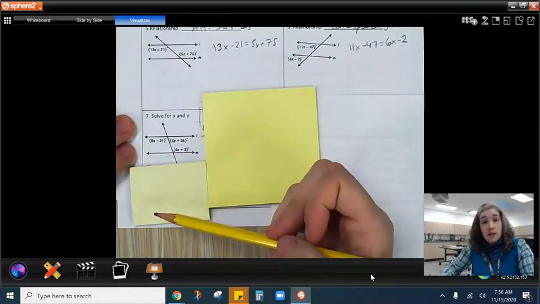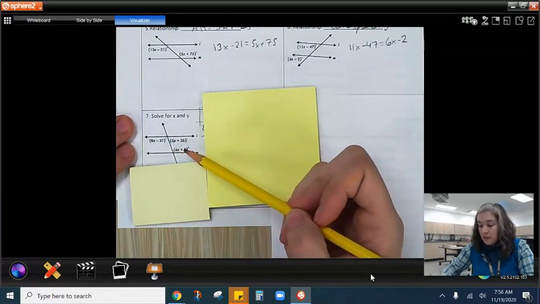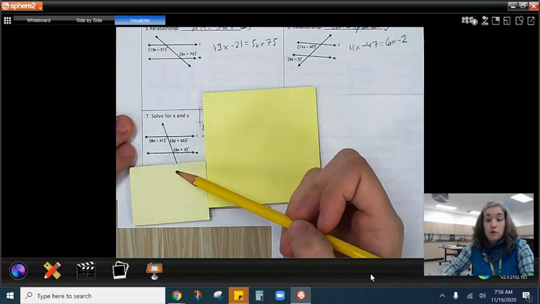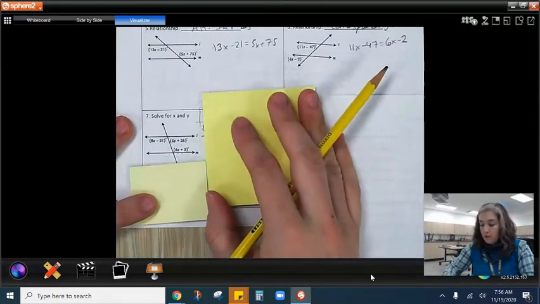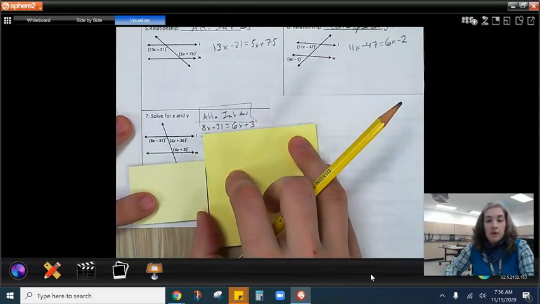They're both on the inside, so they're both interior. And then 8x minus 31 is on the left, but 6x plus 3 is on the right. So they're alternate interior. So when I set those up, I'm going to make them equal to each other.